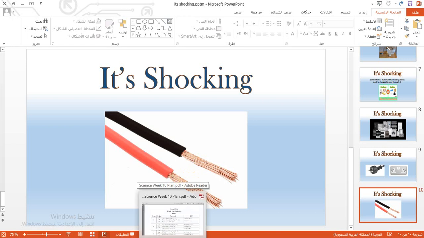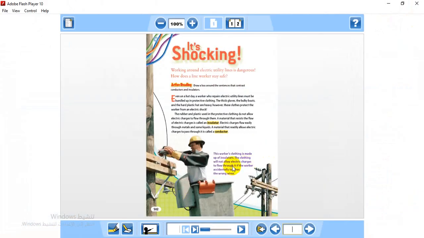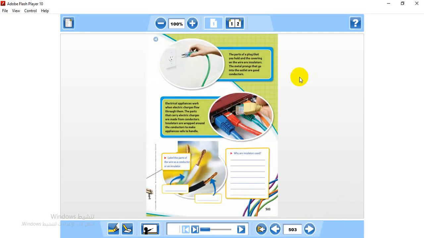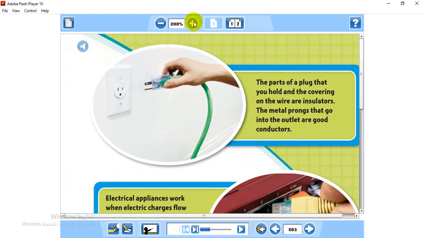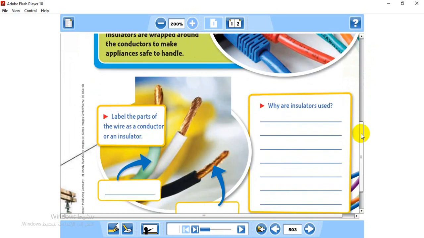Before we start solving the booklet, here they are talking about insulators or conductors and some dangers some workers face when they change or repair some wires. Let's go to the next page. Yes, here. Let me zoom in on the page first, and then I will start to explain the activity well.